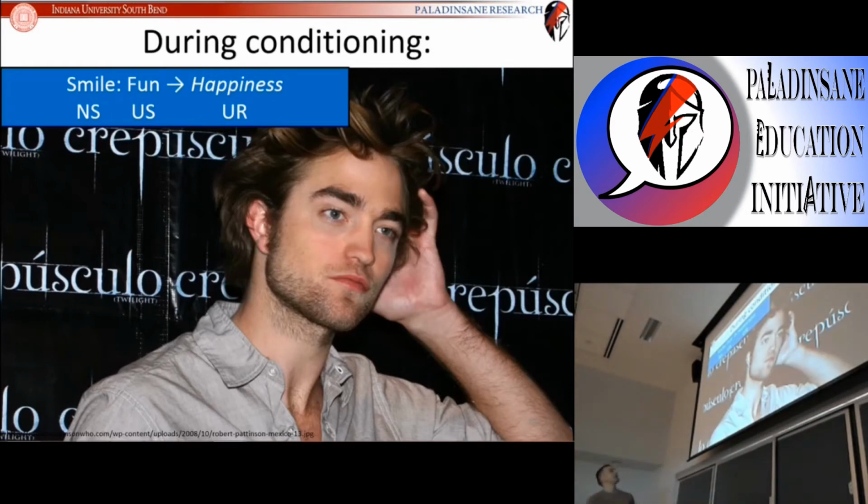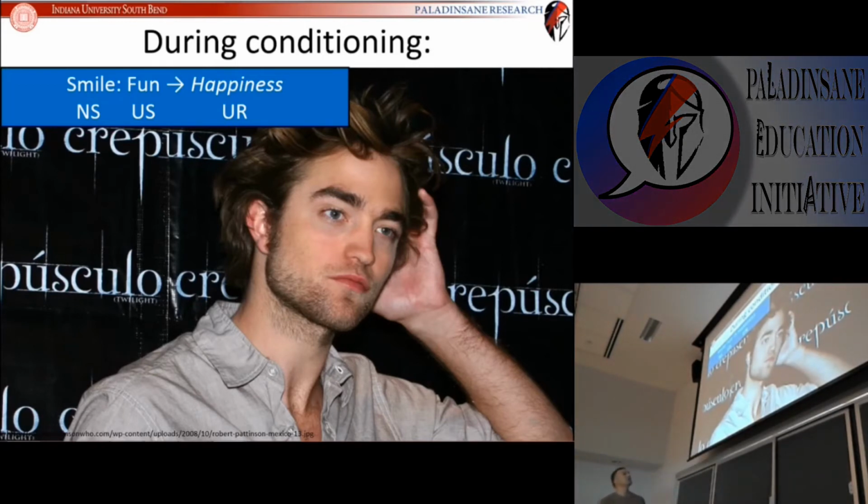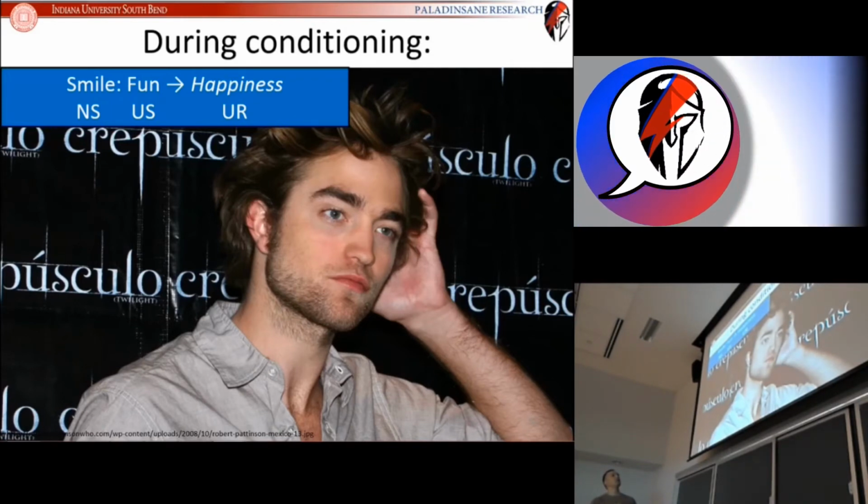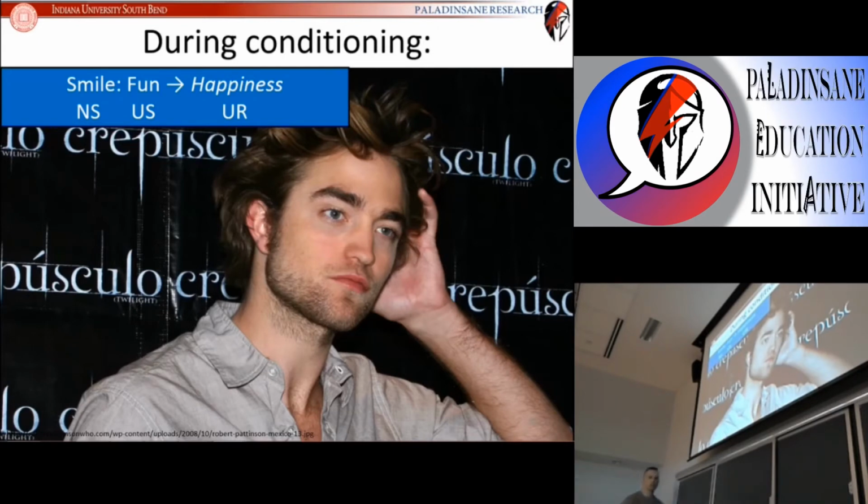So what's going to happen is they're going to be doing something that is fun, or they're going to be presented with an unconditioned stimulus that is fun. So they're going to be playing with the dog. Let's say the dog is all cuddly and friendly to children, and they're having a great time. And they're going to look at their parents. They're going to check in with their parents. And what they're going to see is a smile. So you got a smile, the neutral stimulus, that is being paired with fun, the unconditioned stimulus, that is causing happiness, the unconditioned response.